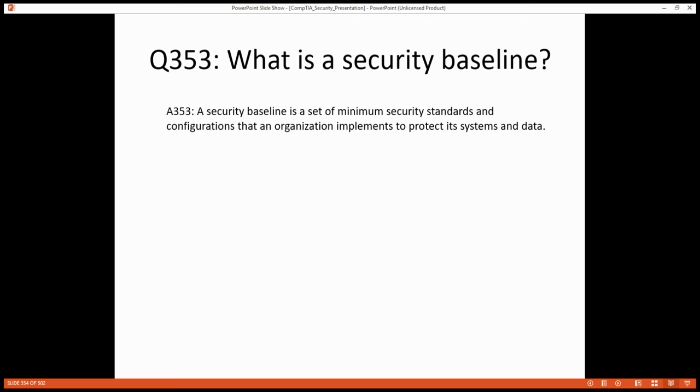Q353. What is a security baseline? A353. A security baseline is a set of minimum security standards and configurations that an organization implements to protect its systems and data.